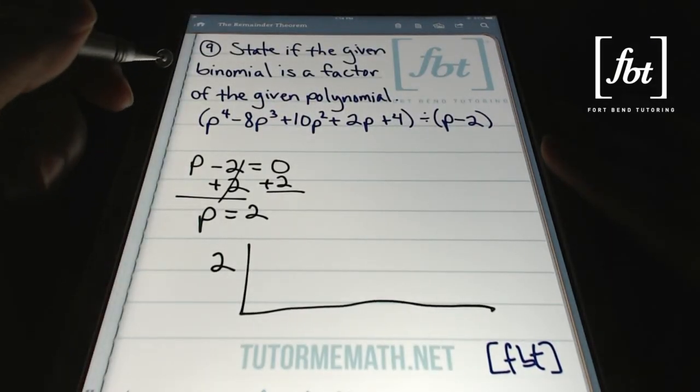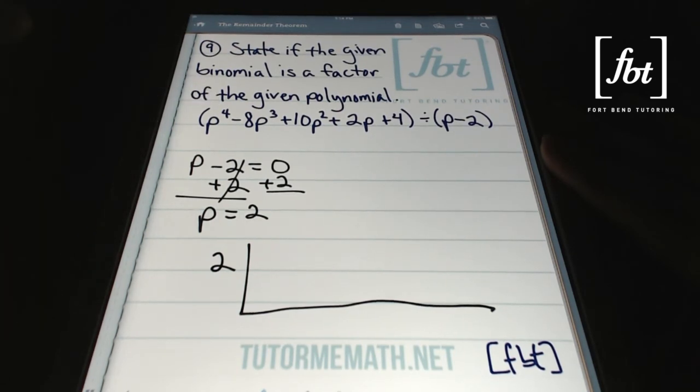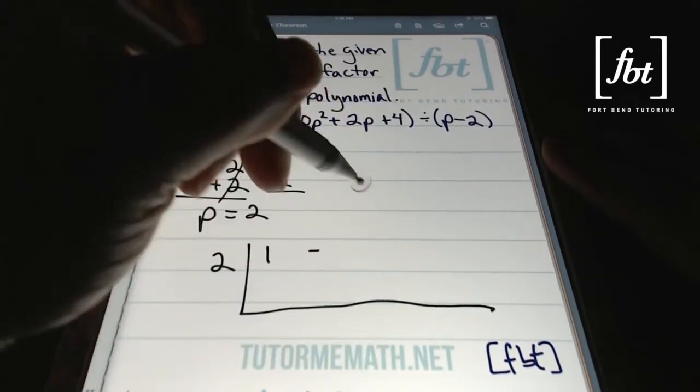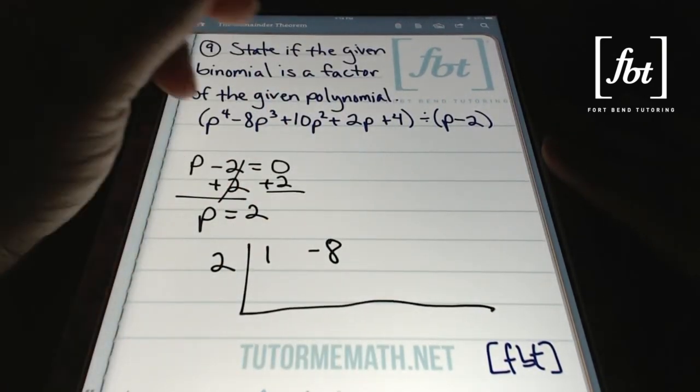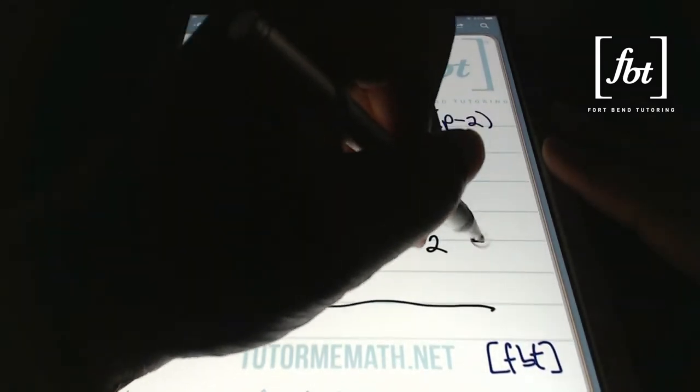So with that said, we'll need our coefficients from our dividend, which is going to be 1, negative 8. Let's fix that. There we go. That's better. Negative 8 there. We have 10. We also have 2. And we have 4.